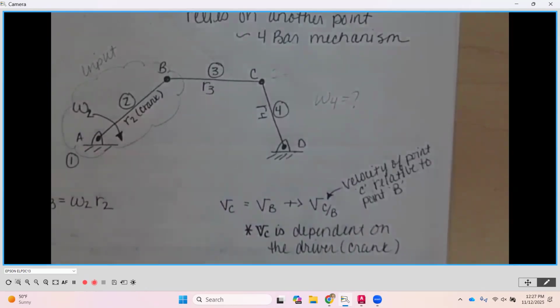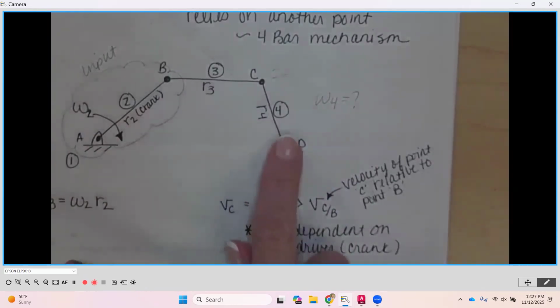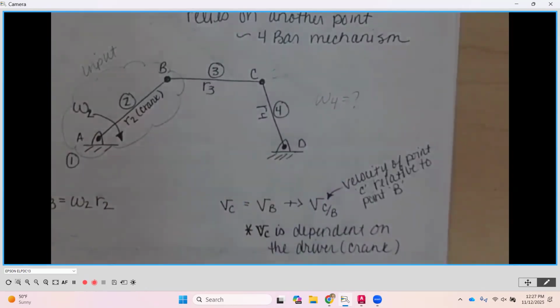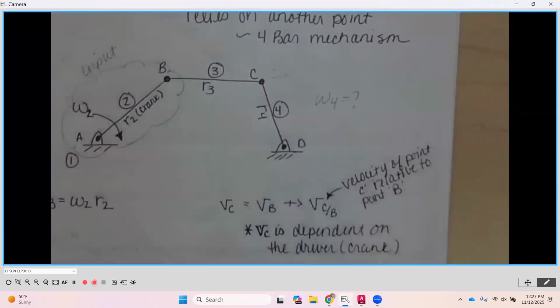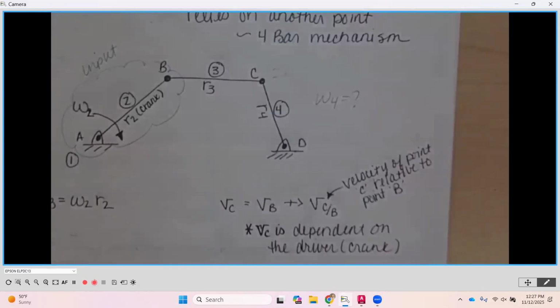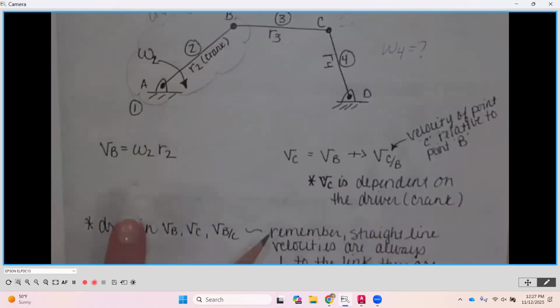Okay. We sometimes refer to these links 3 and 4 as slave links. Our input is here, or the master truly is what we call it. And then the slaves, they're dependent, they're relative to what's going on over here. It's not meant to be anything bad. It's just kind of how it works out. Okay. All right.